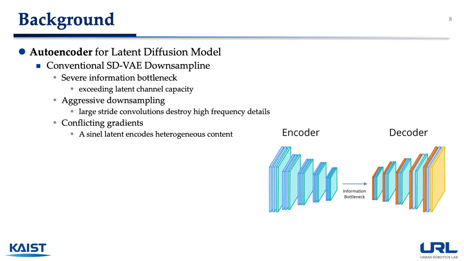And why does the autoencoder itself become a major bottleneck in latent diffusion models? That is because there is a severe information bottleneck. At high compression ratios, each latent channel is forced to store far more information than it can realistically handle, and the model relies on aggressive downsampling using large stride convolutions. And this results in conflicting gradients because a single latent token ends up representing highly heterogeneous content. This is the bottleneck that our work addresses, improving the autoencoder to reduce the token count at the representation level, not just inside the sampler.